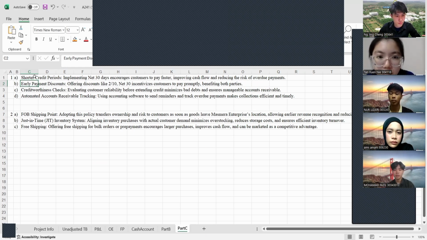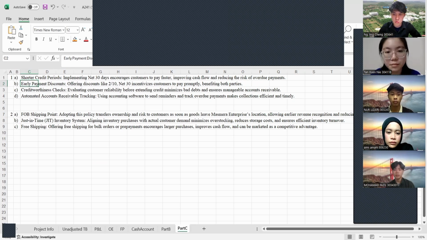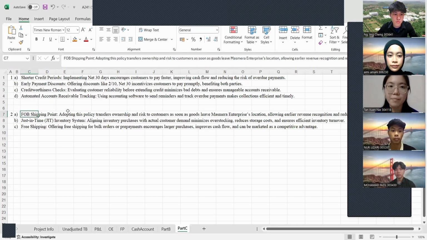That's a good point. Shorter credit terms and discounts definitely can help. But we also need to ensure credit is managed responsibly. One way to do that is by conducting creditworthiness checks for all customers before extending credit. This minimizes the risk of bad debts and ensures only reliable customers are granted credit. To make it more efficient, Marshmara Enterprise could use accounting software to track accounts receivable and send automatic reminders for overdue payments. These are all great points so far.